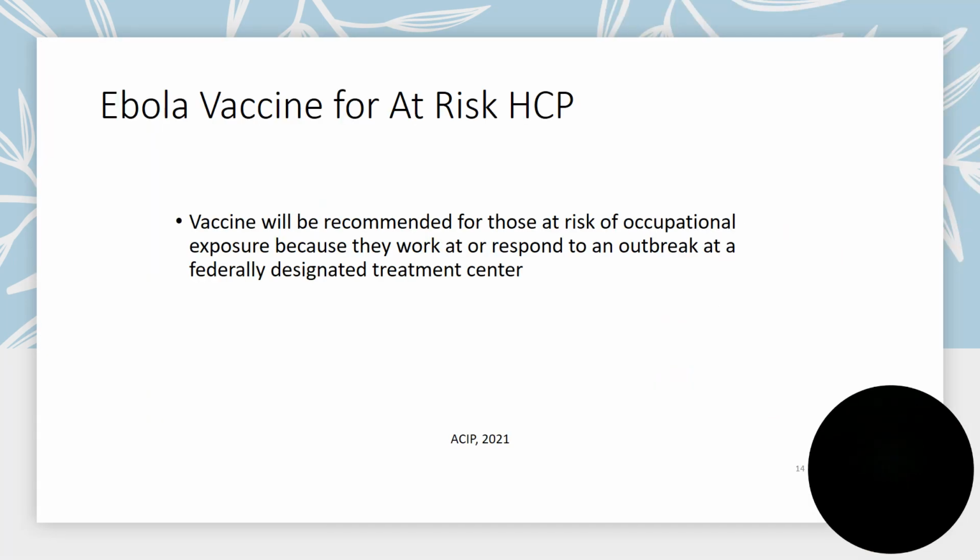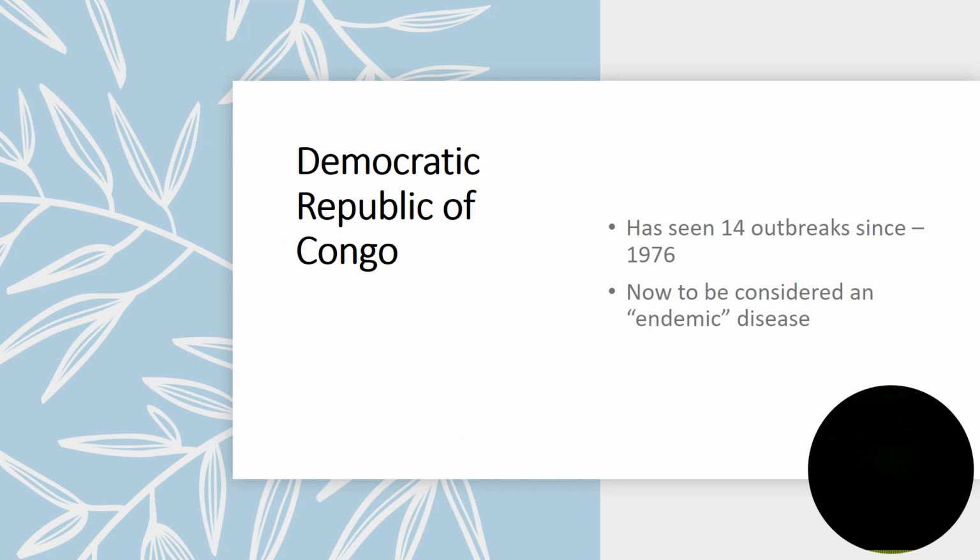In the latter part of 2021, the CDC made available an Ebola vaccine for any of the individuals who would be at risk for occupational exposure because they work at one of the regional centers or would be a member of the transport team. As I mentioned, the Democratic Republic of Congo has been dealing with Ebola outbreaks, 14 of them in fact, since 1976. And now this will be considered an endemic or naturally occurring disease.